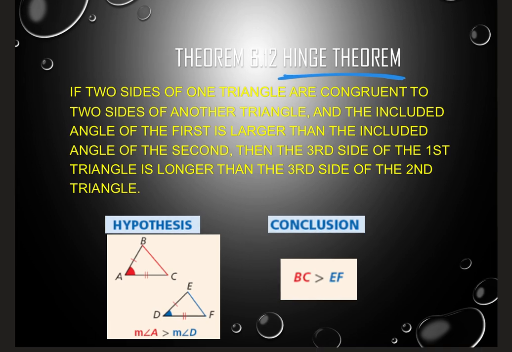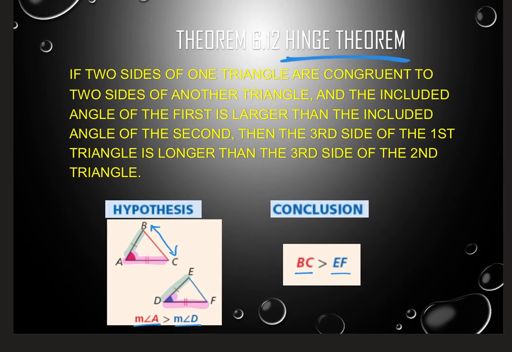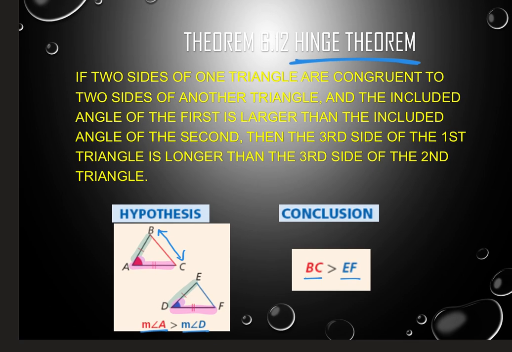So if we look at these, notice AB matches ED and AC matches EF. Those are your 2 congruent sides. And then angle A is the included angle, angle D is the included angle. So if angle A is bigger than angle D, it means these are spread further apart, which would make BC greater than EF. That's called your Hinge Theorem.